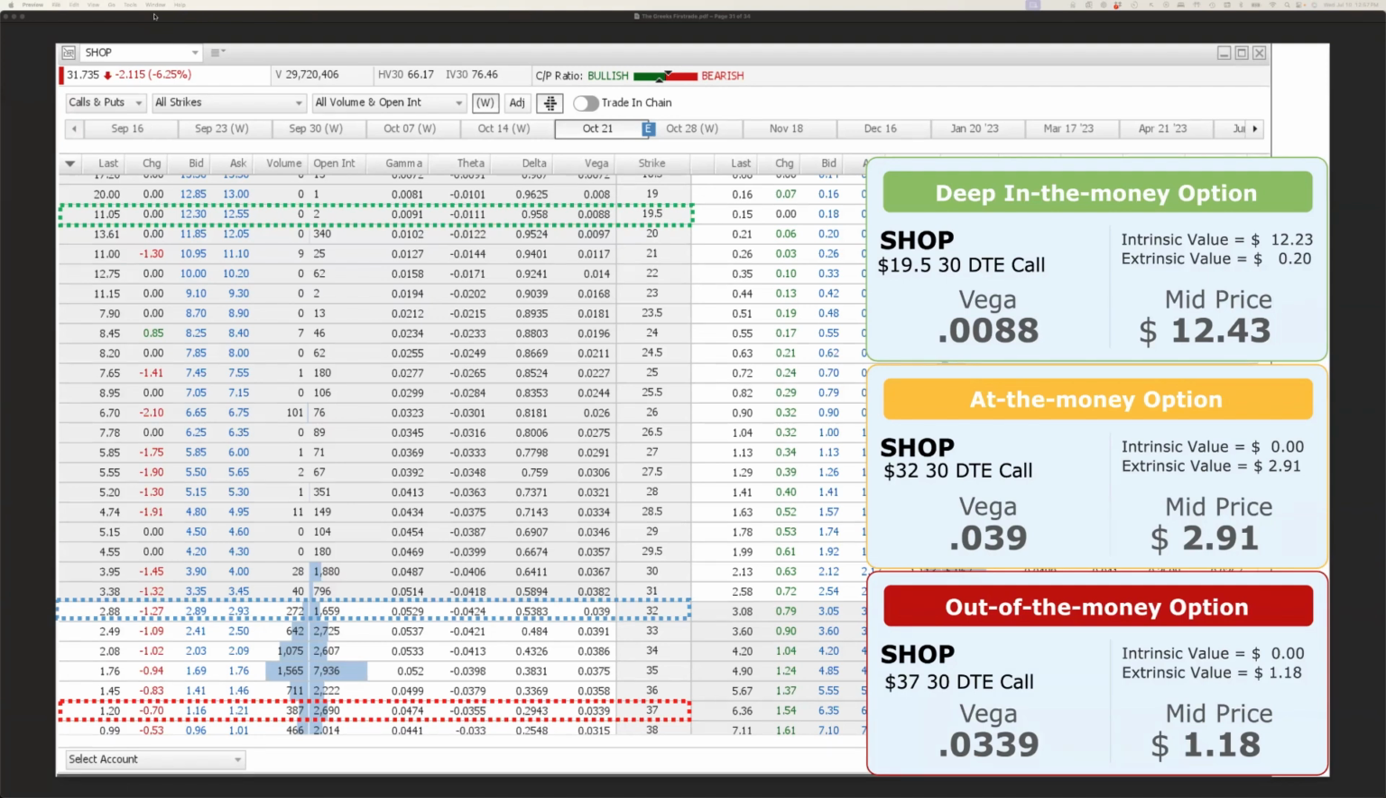Does that mean that if I expect the stock to go up fast, I can choose to do an out of the money option? On the other hand, if I expect the stock to go up slowly, it's better to do an in the money option. As a general rule of thumb, yes.